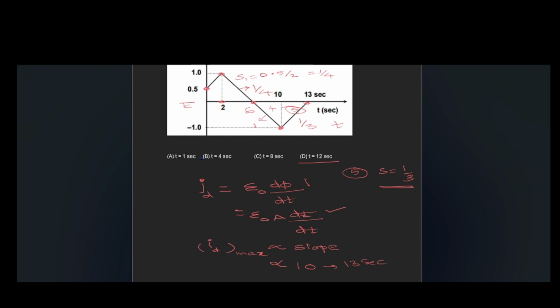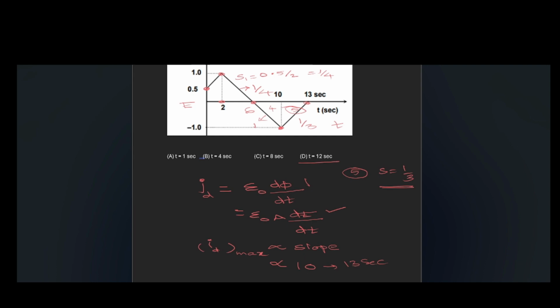Okay, very simple, easiest concepts are there once you understand the concept of displacement current and its formula. And this is the formula you have for displacement current. In it, the area is the area of the capacitor plate, if the capacitor plate's area is given.